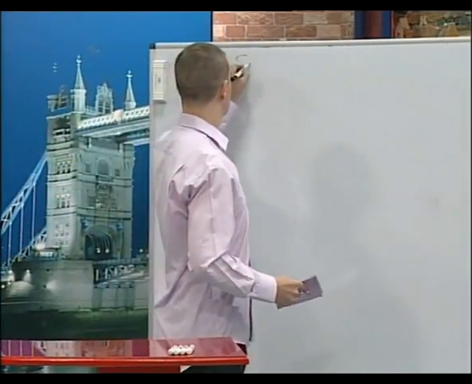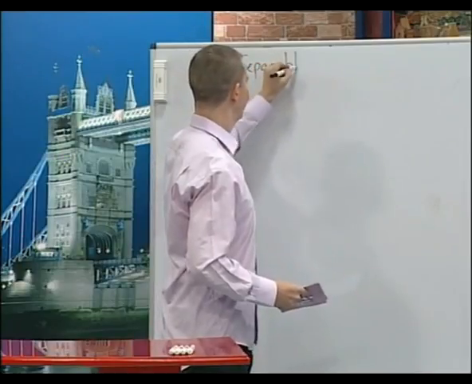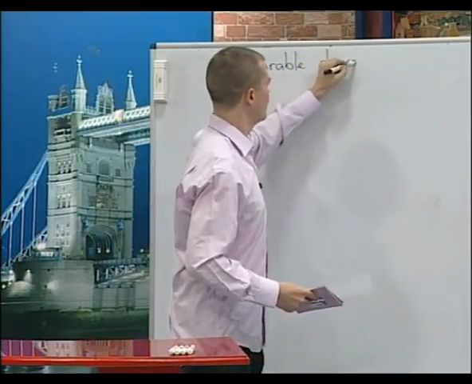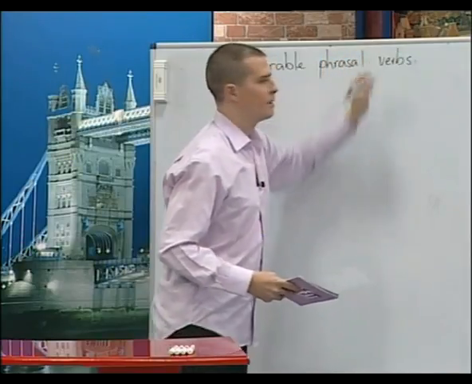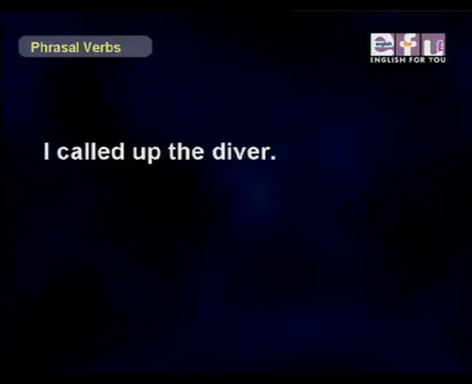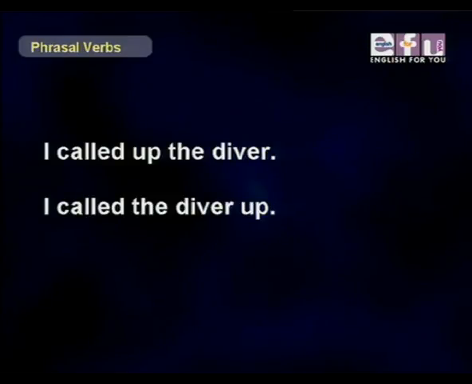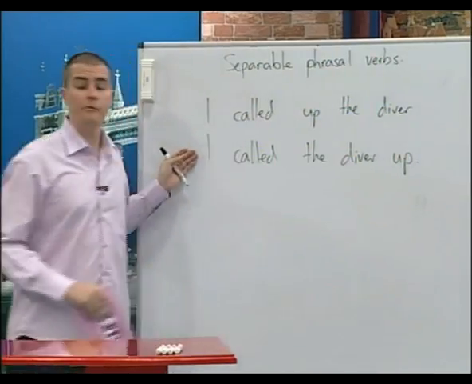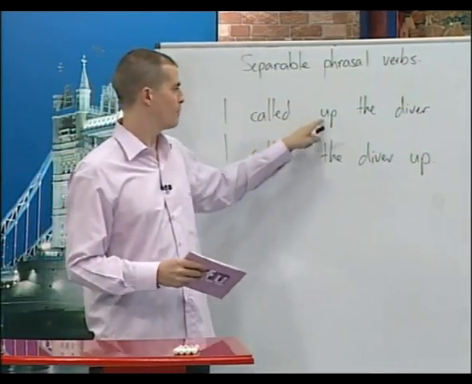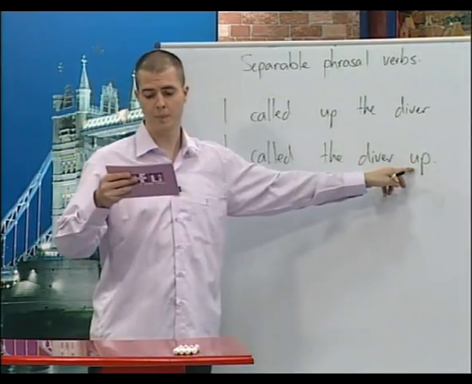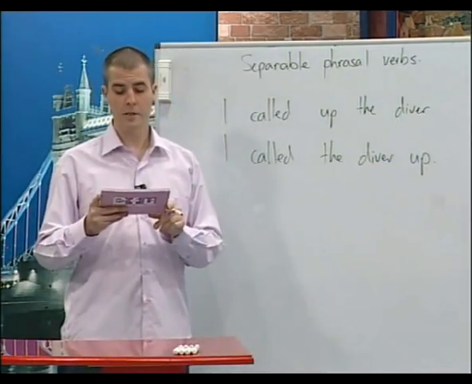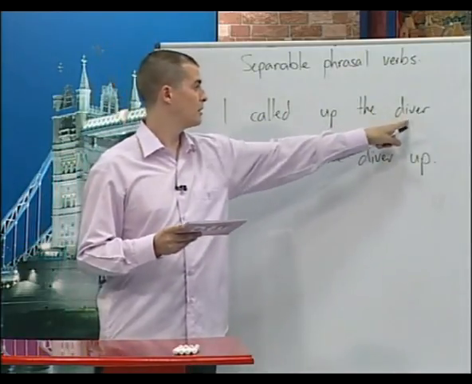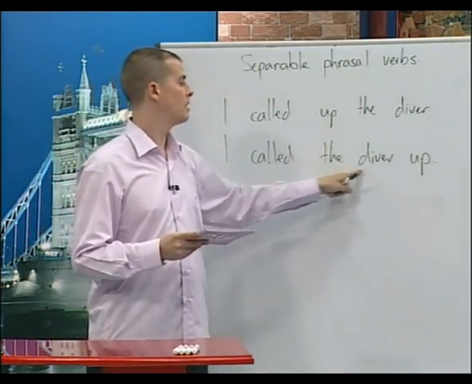Now let's look at separable phrasal verbs. For example, I called up the diver and I called the diver up. Well, separable phrasal verbs have the same verb and preposition combination. However, with this type of phrasal verb, the noun object may come after the preposition or between the verb and the preposition. A pronoun object must come between the verb and the preposition.